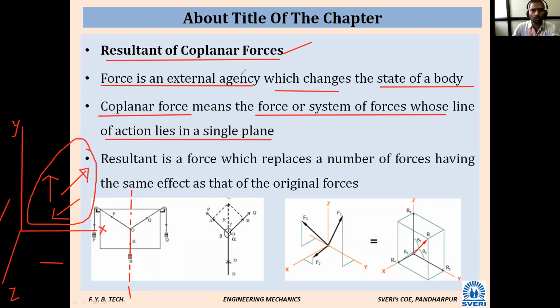Means these are coplanar forces. See the definition: coplanar forces means the forces or a system of forces whose line of action lies in a single plane. Clear this one? All the forces should lie in the same plane. So we call these coplanar forces.